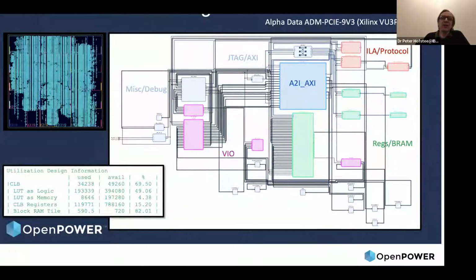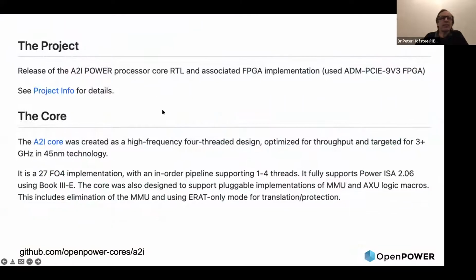As I mentioned, the core can be implemented on an FPGA. In this particular case, it's a Virtex UltraScale FPGA from Xilinx, where it was realized, and this project is also available. If you go to github.com OpenPower cores, A2I is where you can find this design.